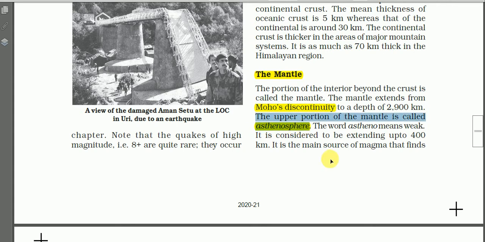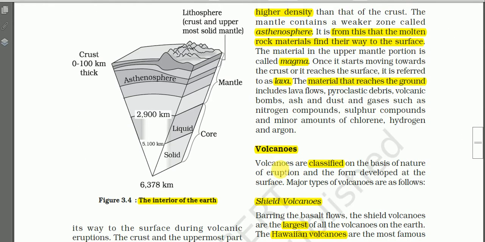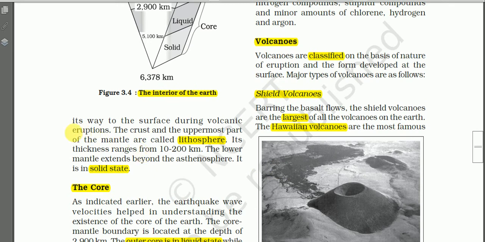The upper portion of the mantle is called the asthenosphere, and the word astheno means weak. It is considered to be extending up to 400 kilometers from the surface. And it is the main source of magma that finds its way to the surface during volcanic eruption. So asthenosphere is the source of magma, the molten material. The crust and this upper part of the mantle are called lithosphere, and the thickness of lithosphere ranges from 10 to 200 kilometers. The lower mantle extends beyond the asthenosphere, and it is in solid state.